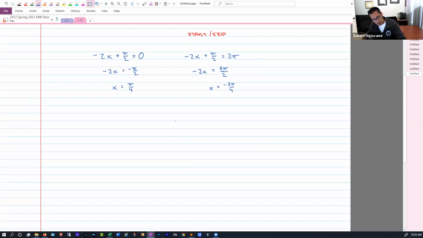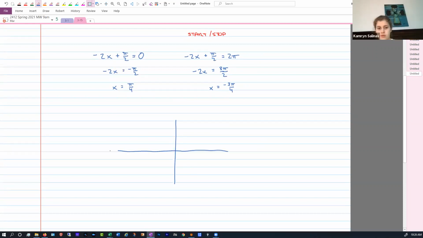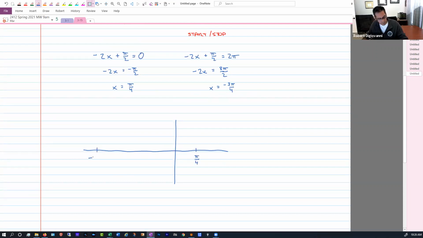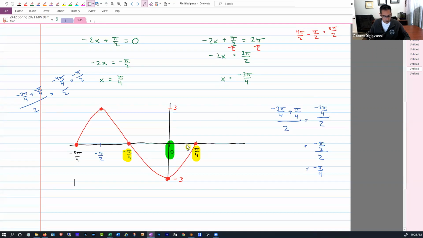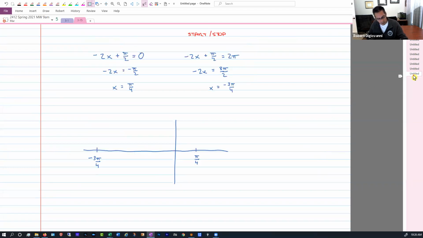Okay, so now when we draw it, we have pi over 4 here. We have negative 3 pi over 4 here. And since it's just like the last one, we'll have the same important points. So we're going to have 0 here, negative pi over 4 here, and the other one was negative pi over 2. Okay. That okay with everyone?